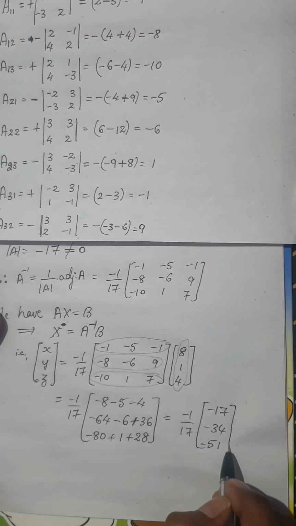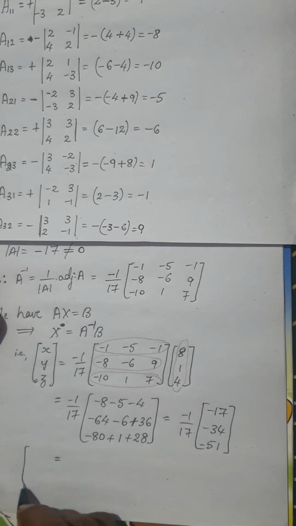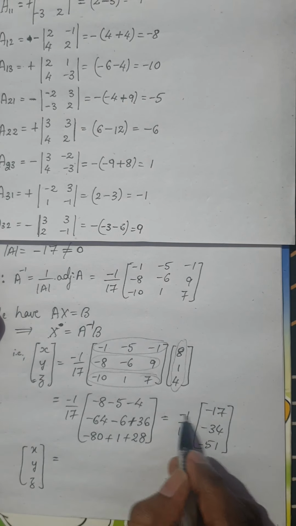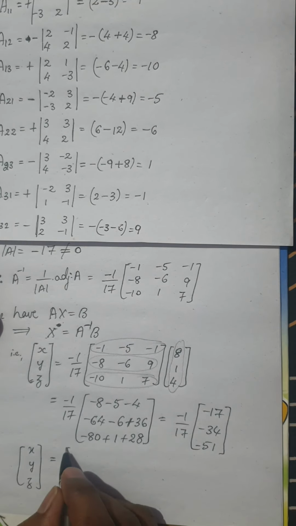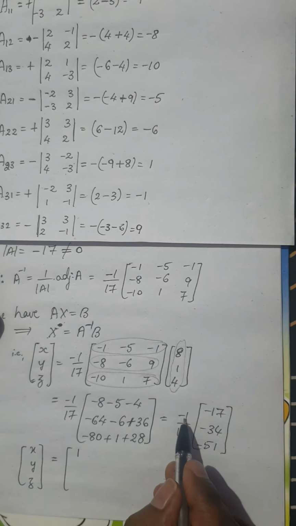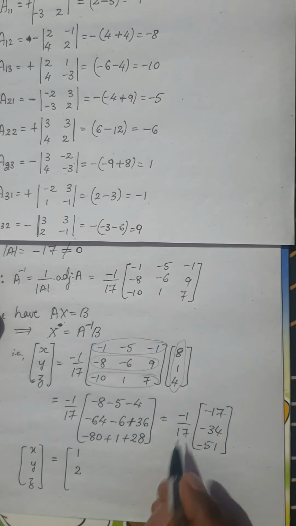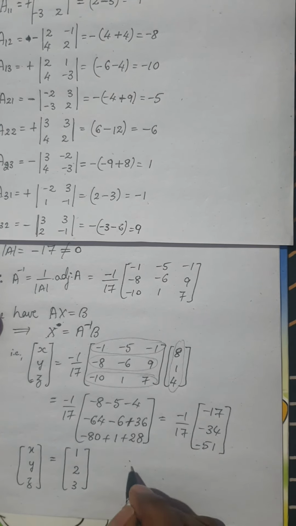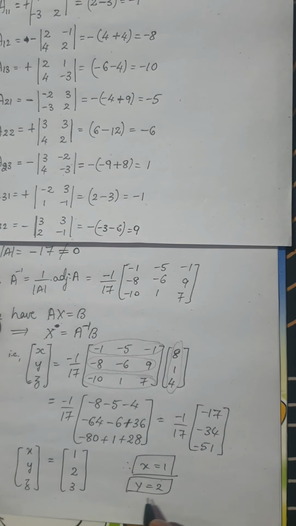This will be minus 51. Remember, the left hand side is x, y and z. Now minus of minus, in each element you have minus. Now divide minus 17 by minus 17, what are you going to get? You will get 1. Minus 34 by minus 17, you will get 2. And minus 51 by minus 17, you will get 3. From this we write, therefore x is 1, y is 2 and z is 3.